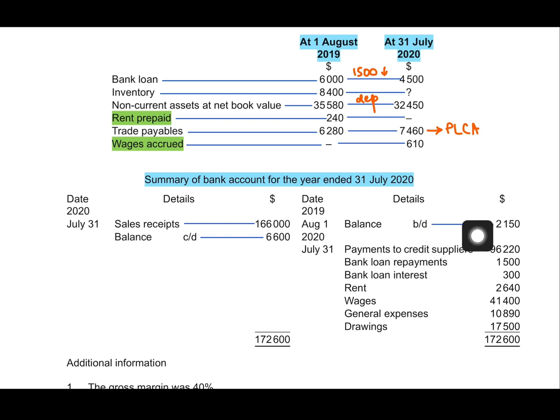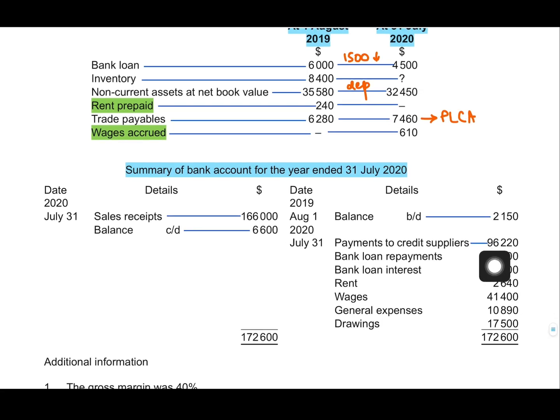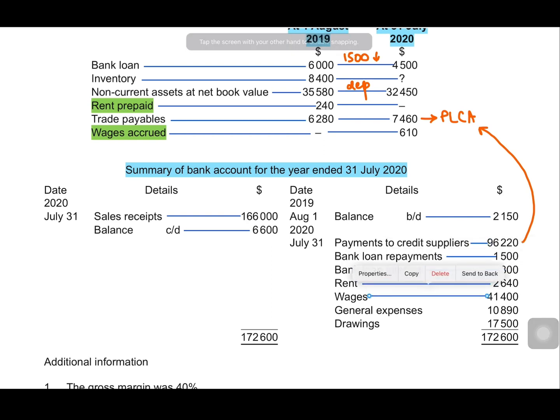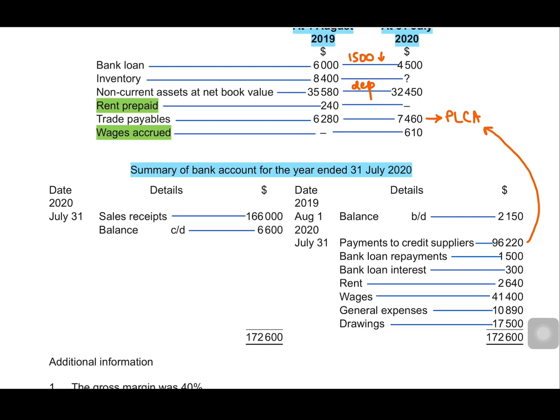On the credit side, other than the balance b/d, we have payments to credit suppliers. Again, this information is very important. Why? Because we might have to prepare the purchases. Of course, we will have to prepare the purchases ledger control account because purchases are directly not given to us. We have to find them. Then bank loan repayments. Yes, see, there was a fall of 1,500. Why? Because we are repaying an amount that is 1,500 through bank. Then bank loan interest is also paid during the year, rent is paid, wages are also paid, general expenses, another expense, and lastly drawings through bank.